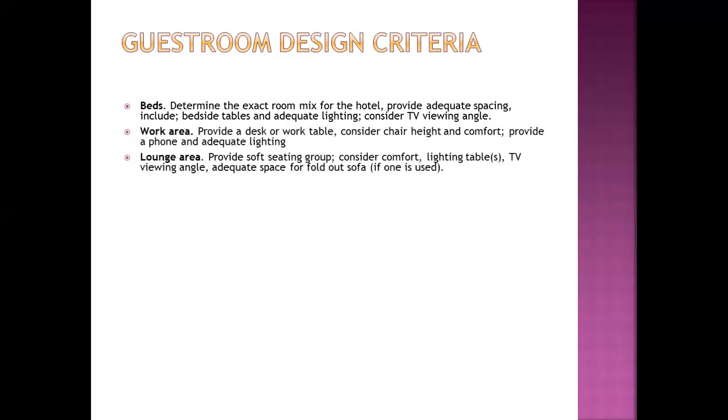So determine the exact room mix for the hotel, provide adequate spacing, bedside tables, adequate lighting, and so forth. For the work area naman, provide a desk or work table. So you must consider chair height and comfort, provide a phone and adequate lighting. For the lounge area, provide a soft seating group, consider comfort, lighting, tables, TV viewing angle, and adequate space for a fold-out sofa.